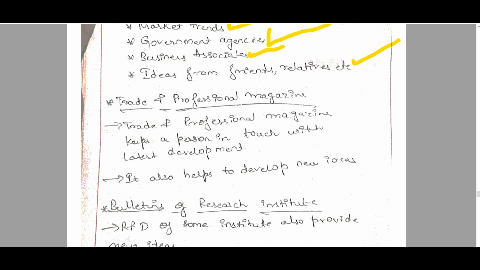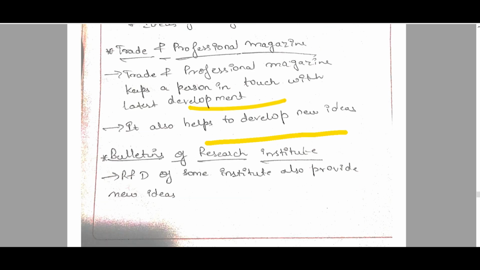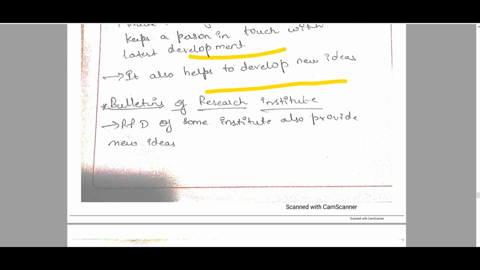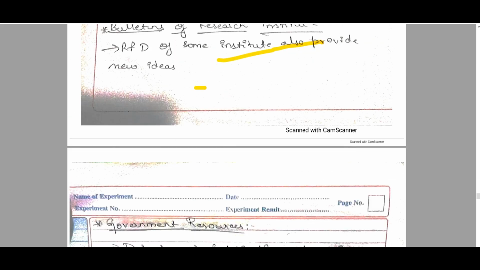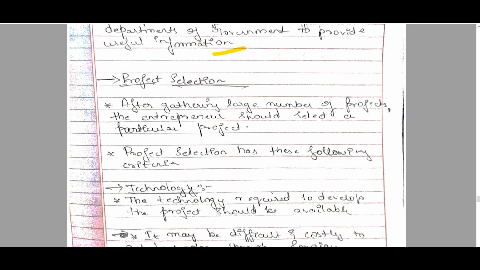Trade and professional magazines keep the person in touch with the latest developments and help to develop new ideas. Bulletins of research institutes: research and development of the institute also provides new ideas. Government resources: publications of various government departments also provide useful information. So this is the process of project identification.